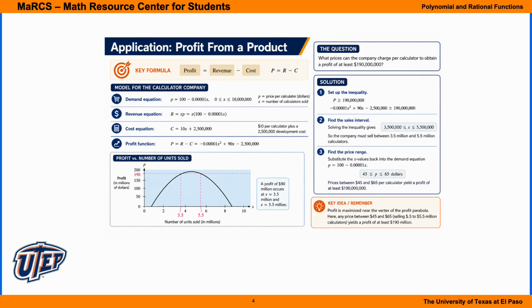P is equal to 100 minus 0.00001x. So this will yield P greater than or equal to $45 and less than or equal to $65. So that means prices between $45 and $65 per calculator will yield a profit of at least $190 million. So the profit is maximized near the vertex of the profit parabola. So here, any price between $45 and $65 yields a profit of at least $190 million.